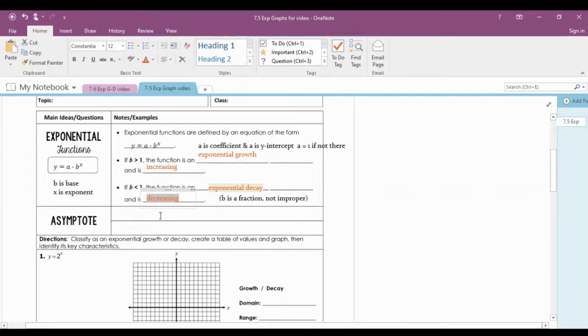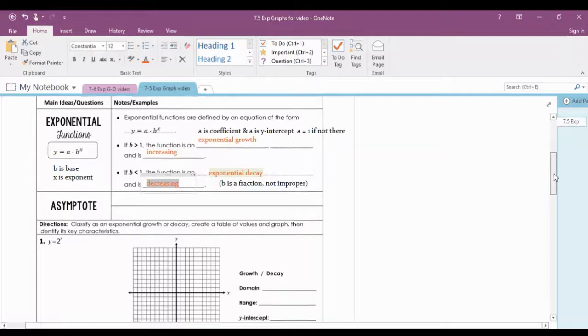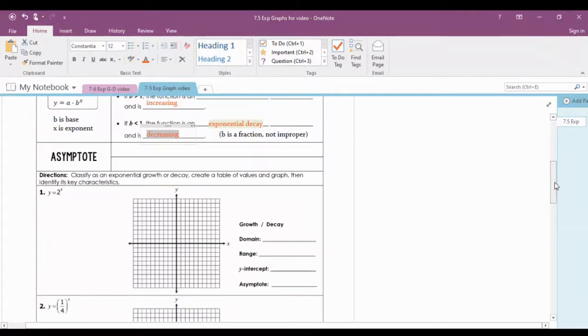Asymptotes we're going to save for later after we graph a couple of things here. So we're going to scoot down here to number 1. And we're going to go ahead and make a table so you can see what this graph looks like and what the pieces are, and then we'll talk about the asymptotes.